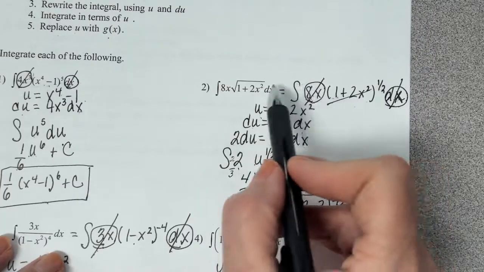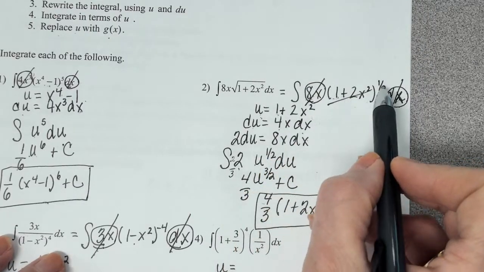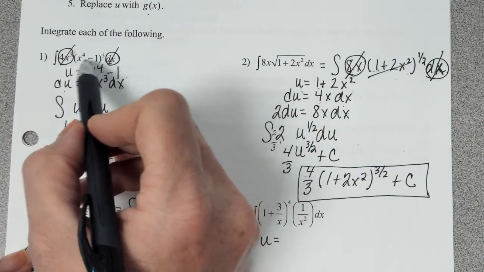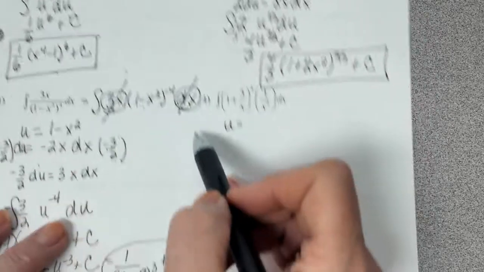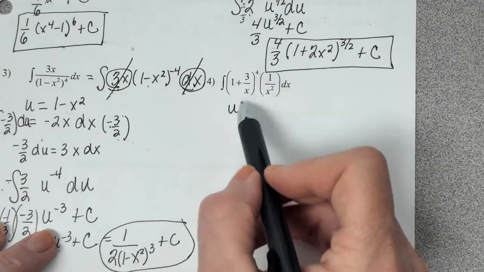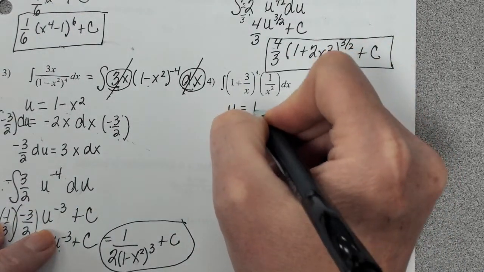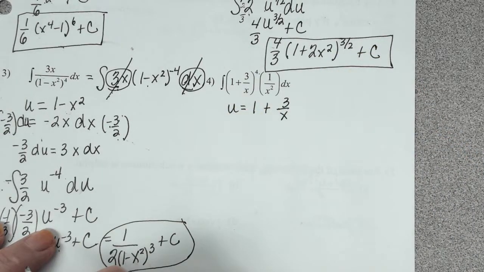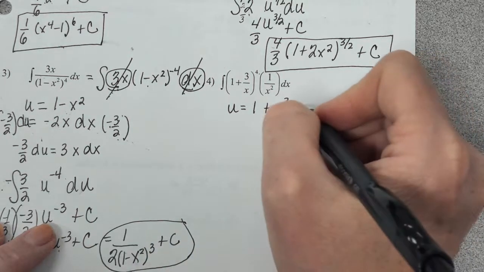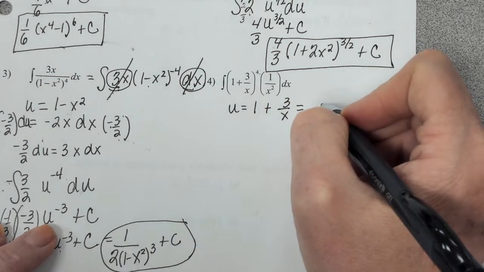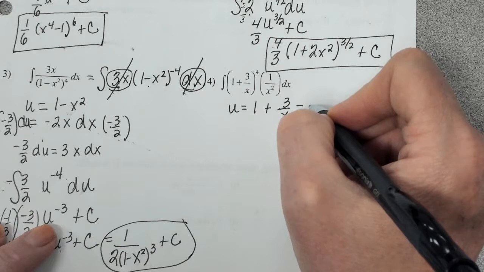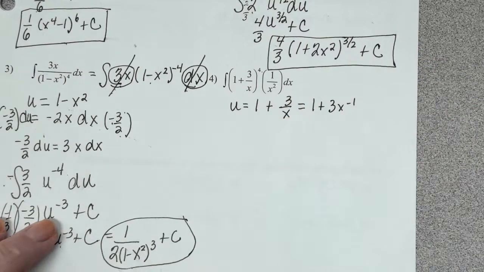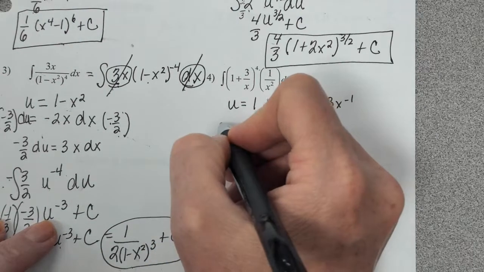See, anything that has something else happening to it, like this was to the 1/2 power, this was my u. This was to the 5th, that was my u. So in this case, this is to the 4th, so that has to be the u. So 1 plus 3 over x has to be the u. Jared, how can I rewrite that, though, to make it easier to take the derivative? That would be the 1 plus 3x to the negative 1 first. Right. And so now I can take that derivative.